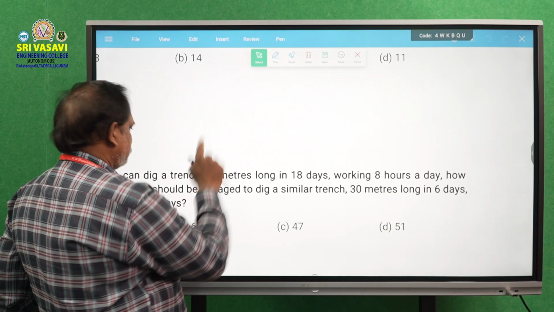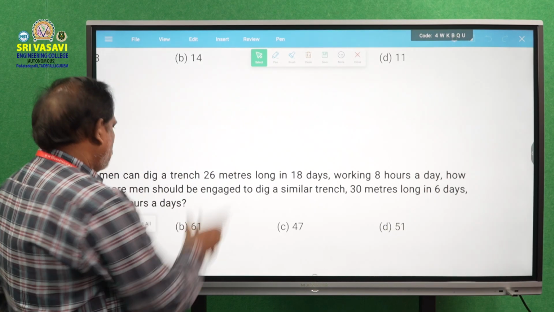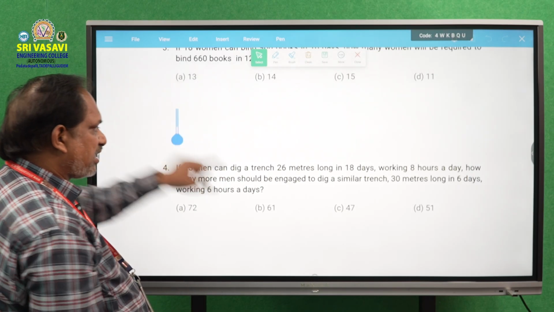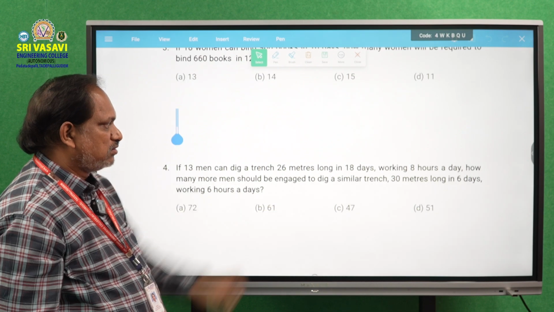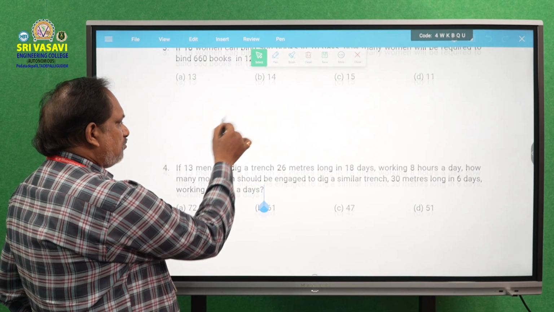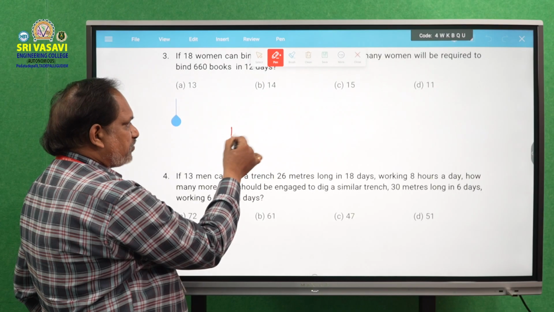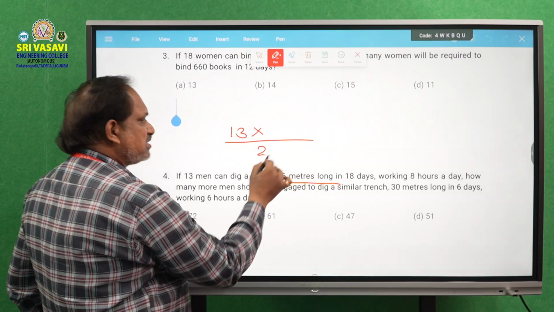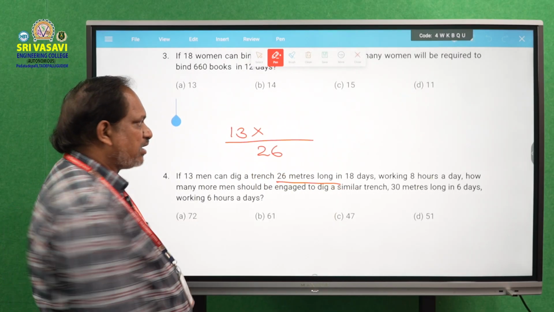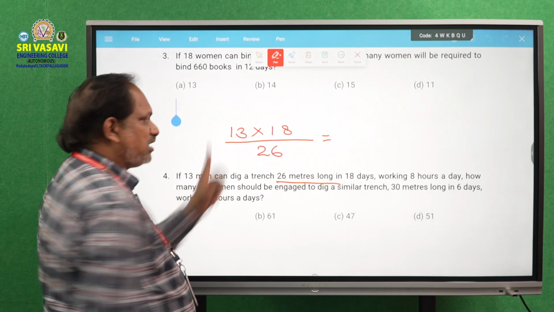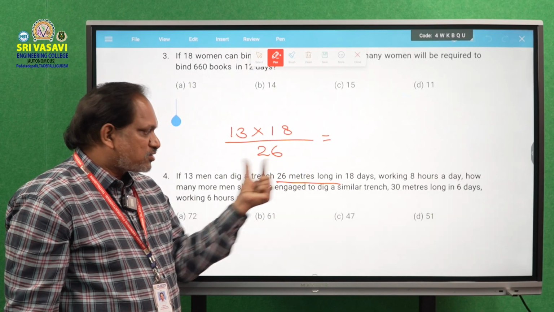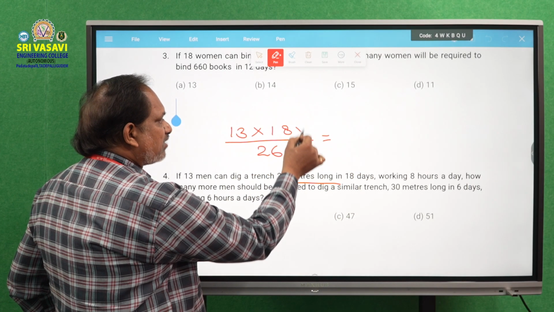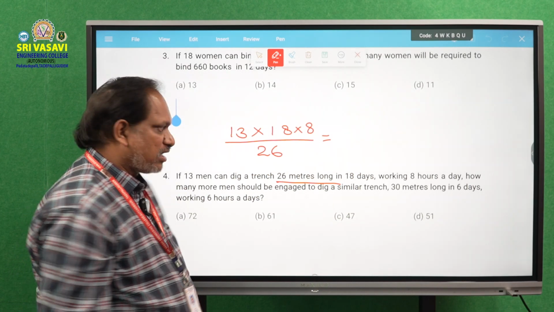See this question. 13 men can dig a trench 26 meters long. 13 men, 26 meters long. 26 meters is the other data. In how many days? 18 days. Men and days always go in the numerator, other data should be in the denominator. That other data, meters, I considered in the denominator. Working 8 hours per day.